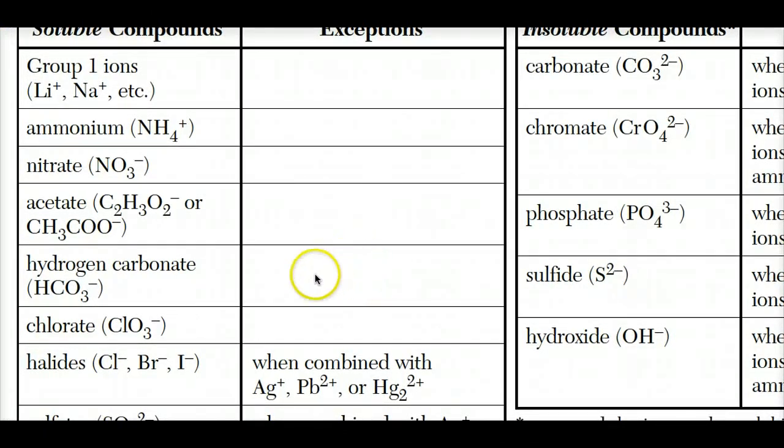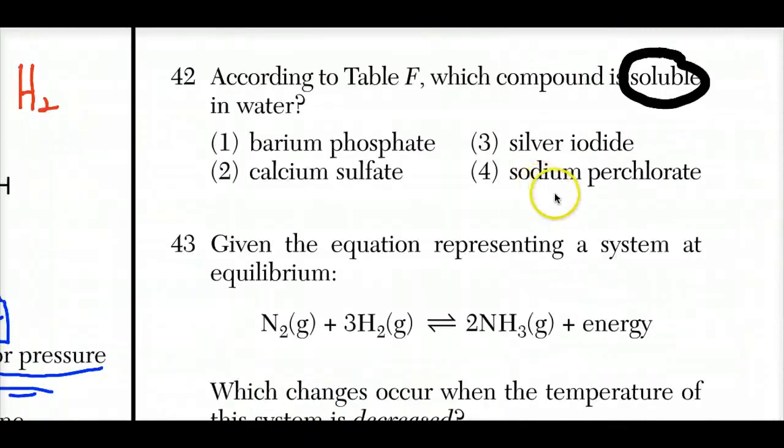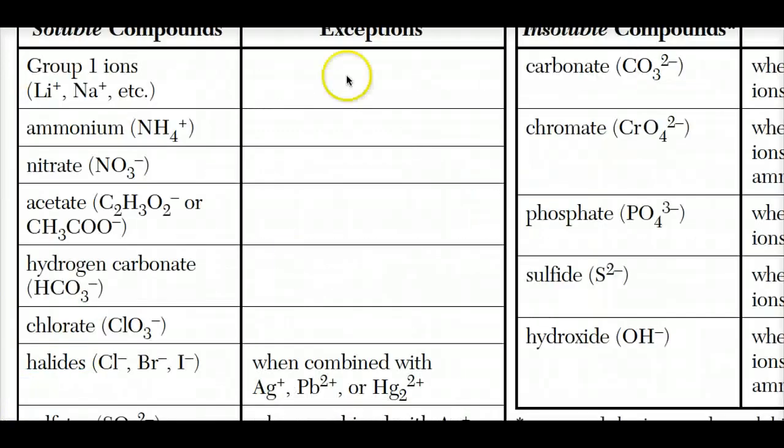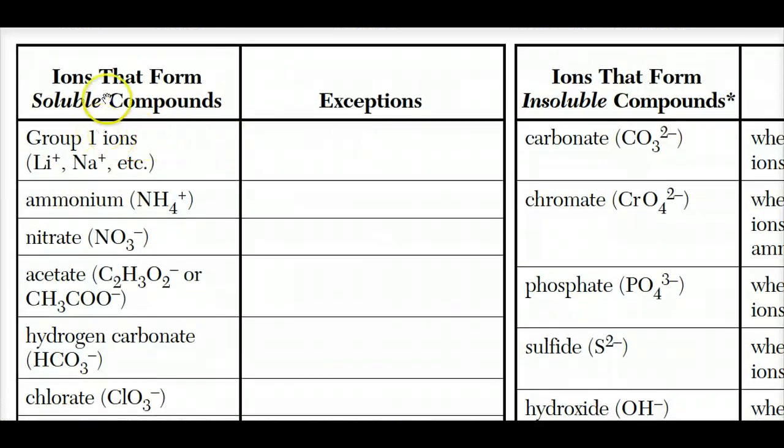However, if you look carefully, let's go back to the problem. It's sodium perchlorate. That's a group 1 ion, and table F says that all group 1 ions are soluble. Let's go there. And here we are: group 1 ions are always soluble. There are no exceptions. So even though the perchlorate's not listed, this one's going to be soluble, because if you've got a group 1 ion, it's soluble.